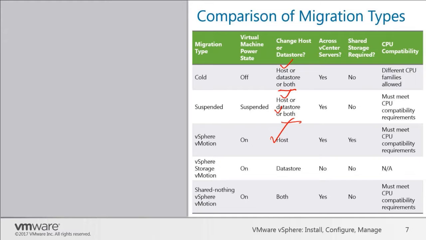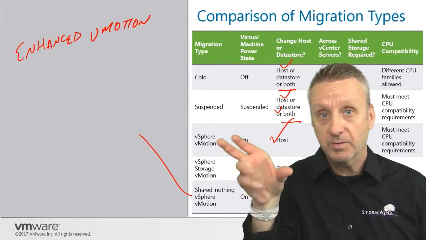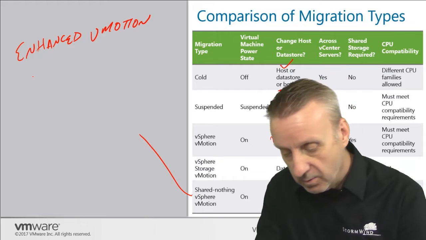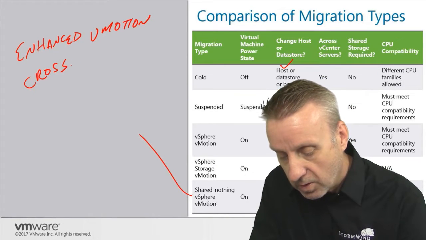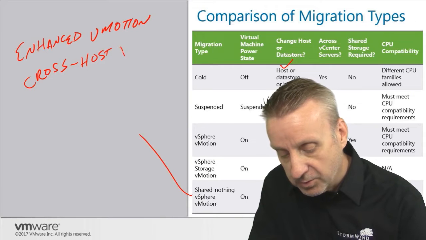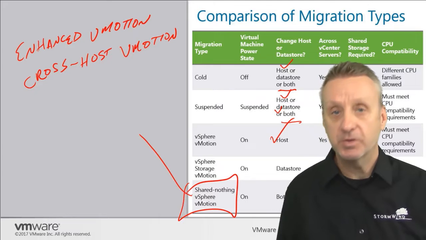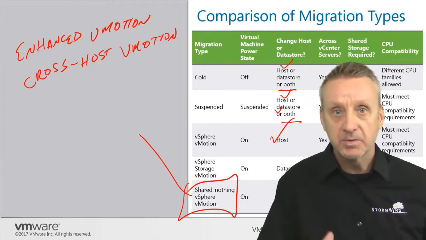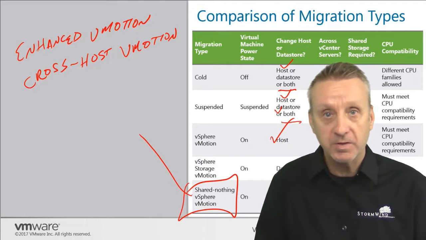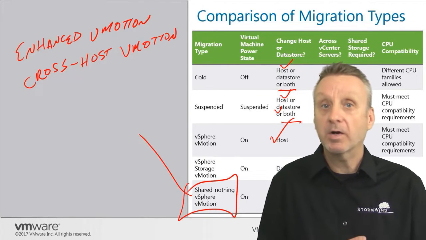So let's talk about shared nothing vMotion. What is this? Some of you may have heard the term enhanced vMotion. Not to be confused with enhanced vMotion compatibility, but you may have heard the term enhanced vMotion. You may have heard the term cross-host vMotion. And now we have the term shared nothing, which is what it's called proper. Okay? So let's go back and talk about enhanced vMotion. There was never such a thing. It was a marketing term.